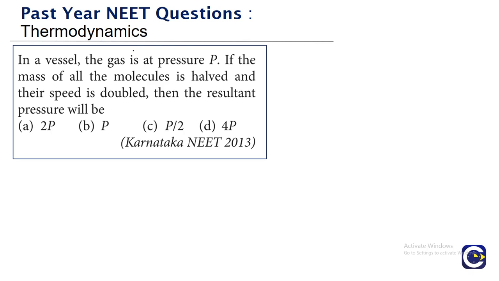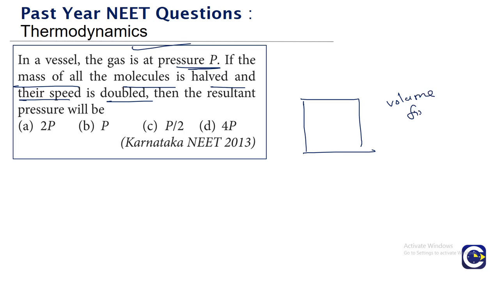In a vessel, the gas is at pressure P. If the mass of all the molecules is halved and their speed is doubled, so we are keeping the gas in a vessel, means whatever the volume is, it is basically fixed. We are making the mass of the molecules half and their speeds doubled, then the resultant pressure will be how much? Means we have to find the final pressure.